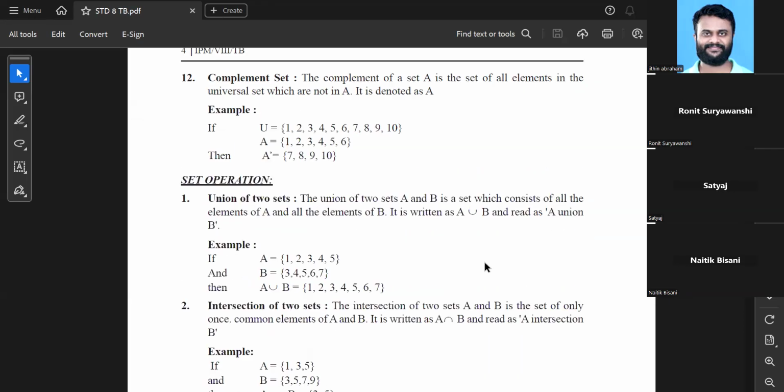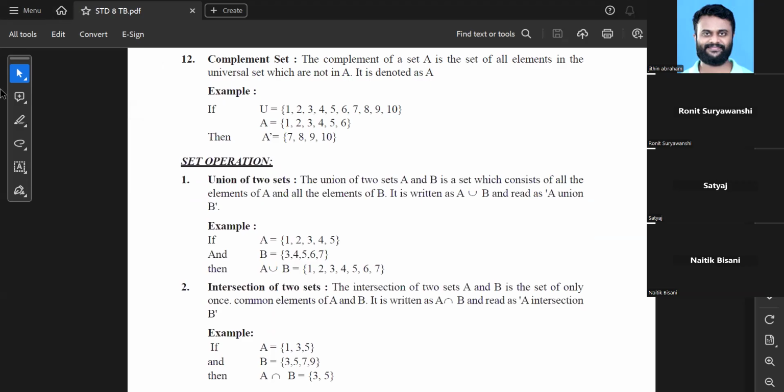The 12th type of set is called the complement set. The complement of a set A is the set of all the elements in the universal set which are not in A, and it is denoted as A dash. For example, if your universal set is 1 to 10 and your set A is 1 to 6, then A dash is basically the opposite of set A.